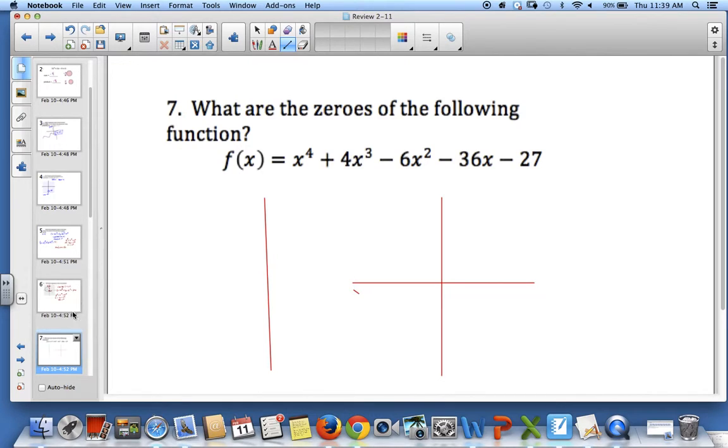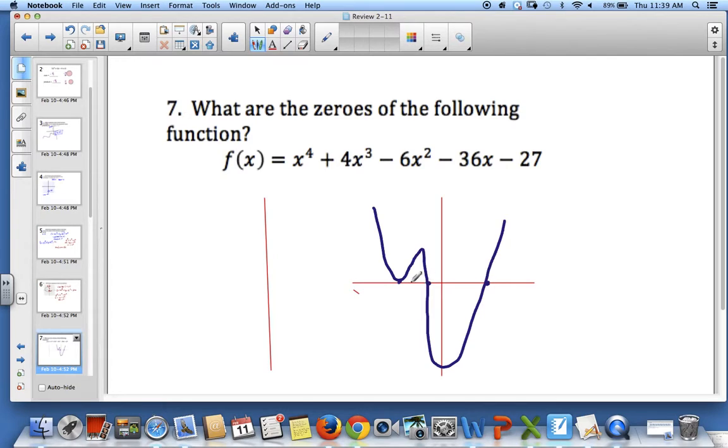Okay, if I were to graph this, this is what the graph would look like. It would look something like this, down here, and then it goes up, then it comes down like this, and then it comes up like that. So basically the zeros are the 3 places where it crosses the line, so it touches the line. There's 1 zero right here, another one here, and another one here.